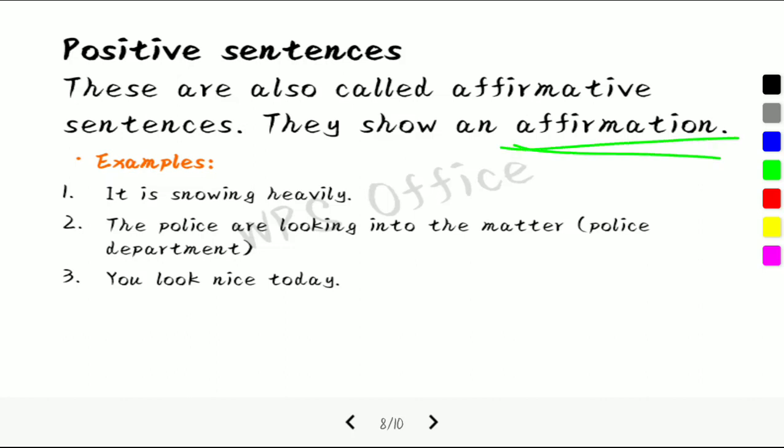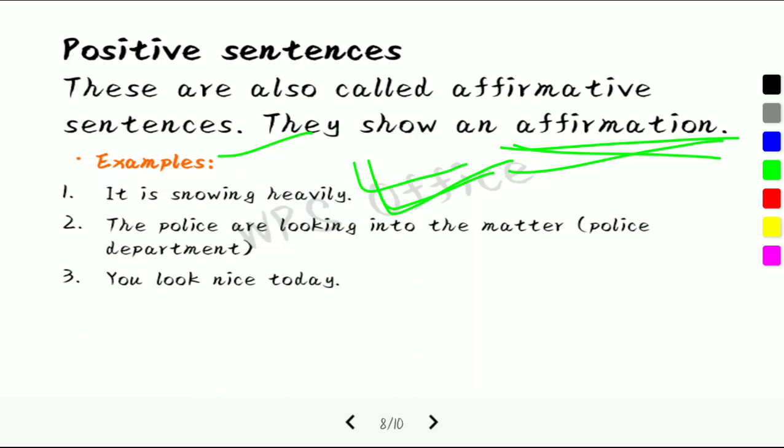So these are positive sentences. Affirmation, where we can find affirmation. Those are called affirmative sentences, and those are called positive sentences. For example, it is snowing heavily today. I can say in a negative sentence that it is not raining today, but I am saying it is snowing heavily today. It is an affirmative sentence.